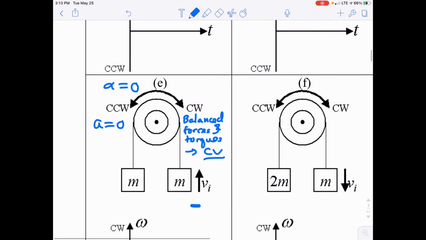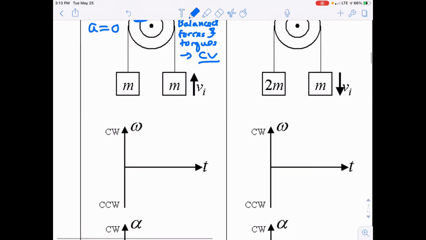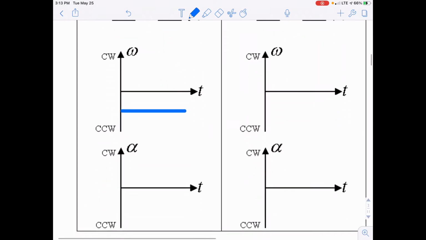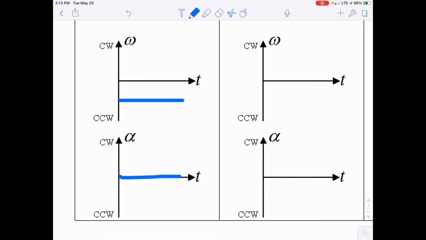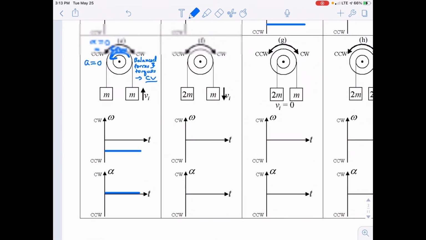Now since we're pushing it upward like this, it's going to be rotating in the counterclockwise direction, which is negative. So we're going to have constant negative velocity in the counterclockwise direction, but you're going to have 0 alpha, 0 acceleration. So just make a horizontal line right on 0.